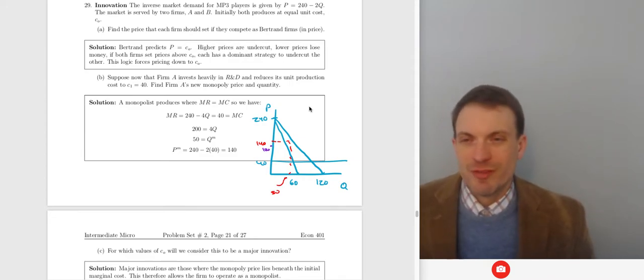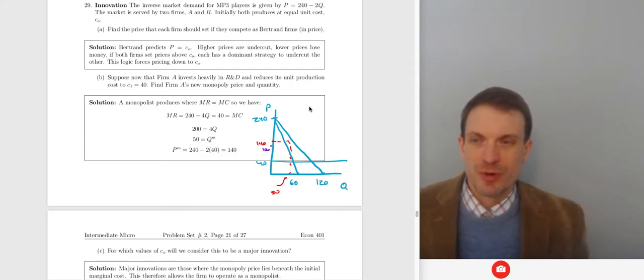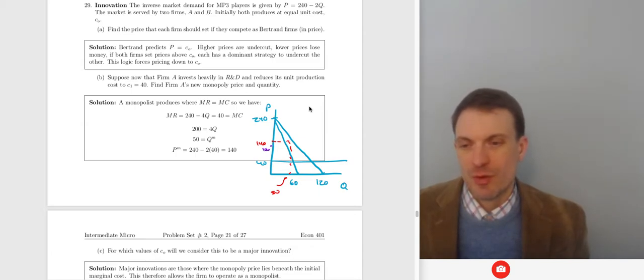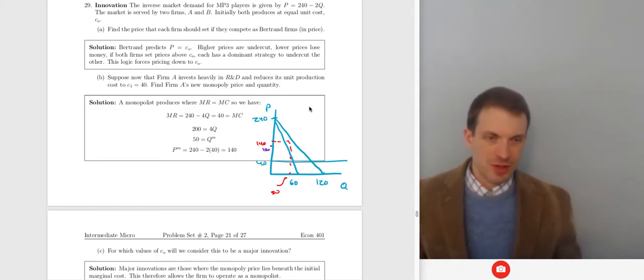Now suppose one invests heavily in R&D and reduces its unit production cost to 40. Find A's new monopoly price and quantity. For what values of C naught will we consider this to be a major innovation? And we'll just continue on.